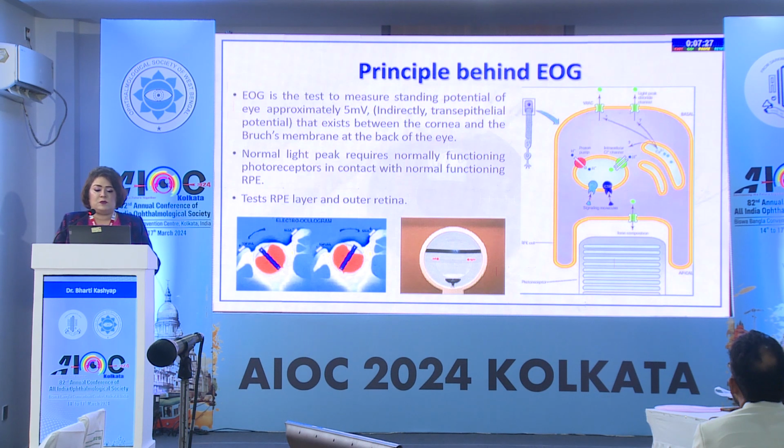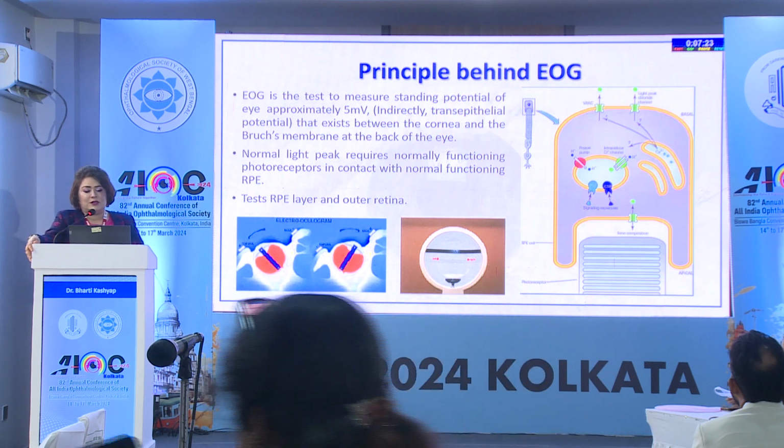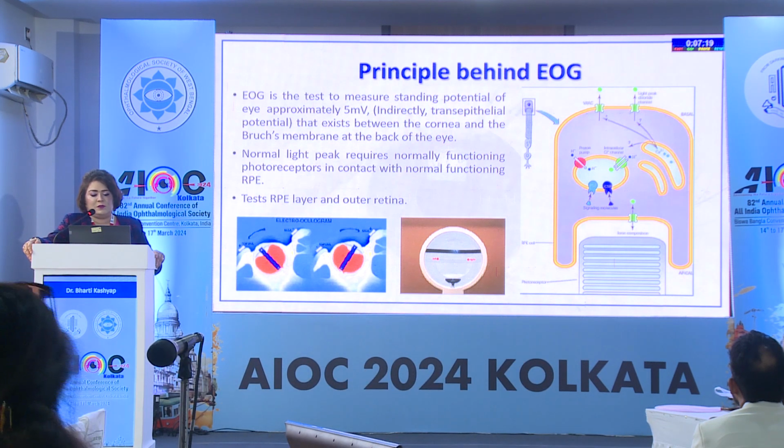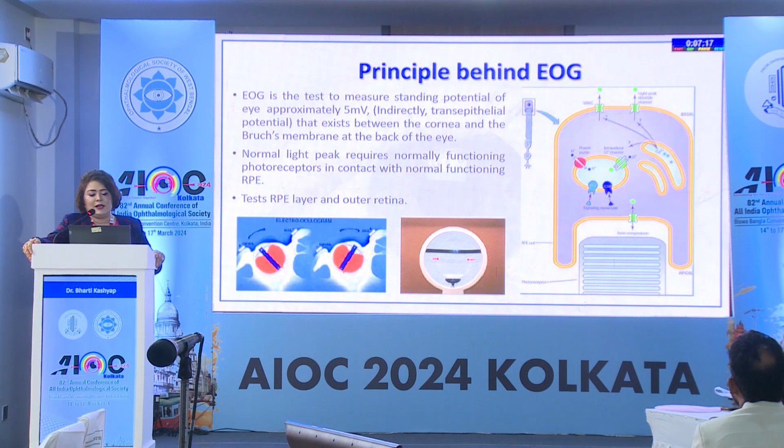EOG is the test to measure the standing potential of the eye, approximately 5 millivolt, indirectly the transepithelial potential that exists between the cornea and the Bruch's membrane at the back of the eye. The normal light peak requires normal functioning photoreceptors in contact with the normal functioning RPE. It tests the RPE and outer retina.